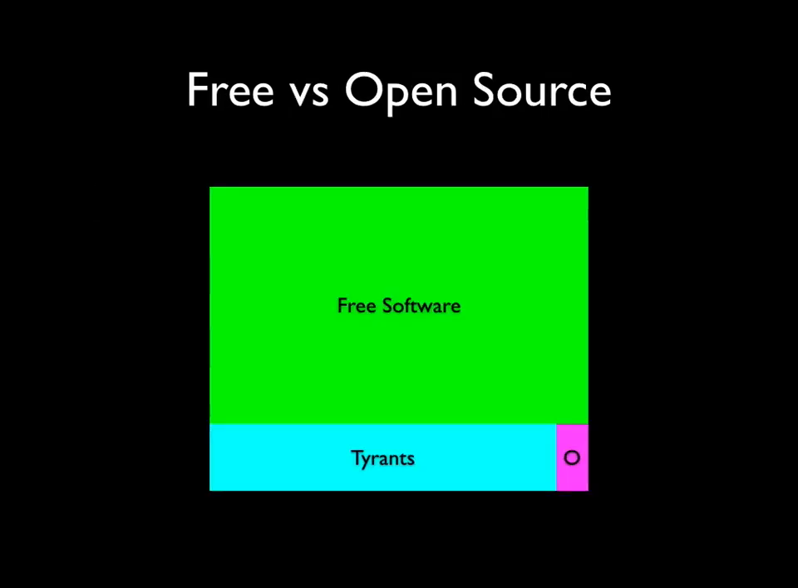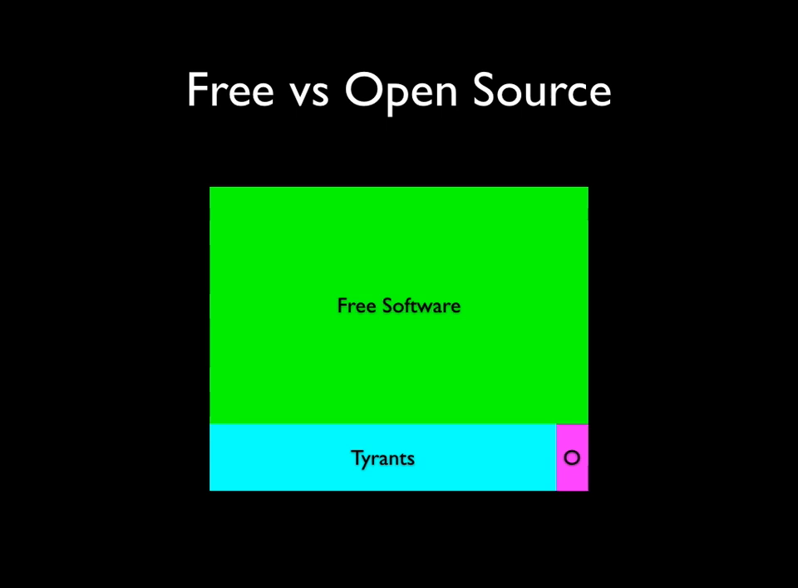So here's a diagram. This shows the difference between free software and open source software. So the big green section, that's free software. And then everything on the diagram is open source. So as you can see, open source pretty much encompasses everything. Free software is a fair bit more restrictive, but with the licenses, there is a lot of overlap, as you can see.